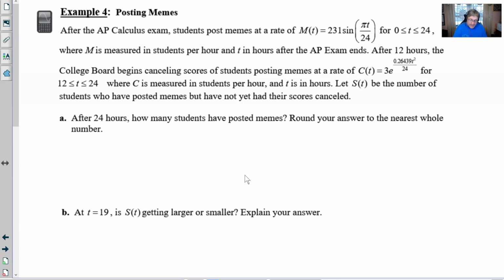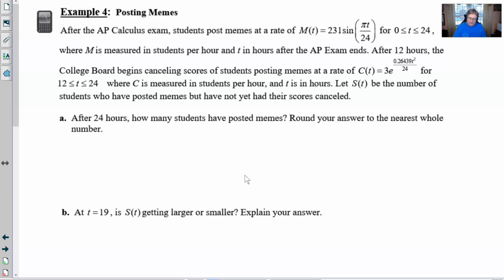After 12 hours, the College Board begins canceling scores of students posting memes at a rate of C of t equals 3e to the pretty nasty exponent here, 0.26439 t squared over 24, for the time interval 12 to 24. Now, the College Board likely isn't going to do that, just so you know, where C is measured in students per hour, t is in hours. S of t is the number of students who have posted memes, but who have not yet had their scores canceled.